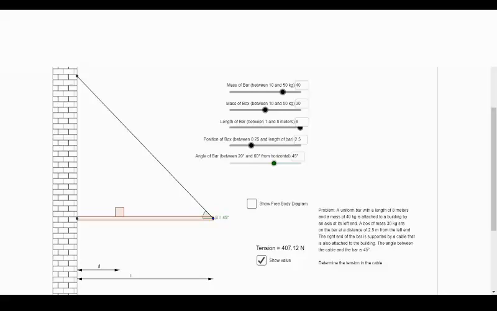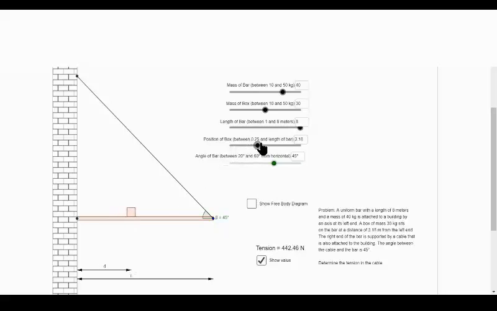So here's an example, an applet animation of a static equilibrium problem. This metal bar is supported by a cable. One end of the bar is supported by a cable, the other end of the cable is hinged on the wall, and the other end of the bar is also hinged at the wall. An extra mass is placed at some position on the bar, which you can change.